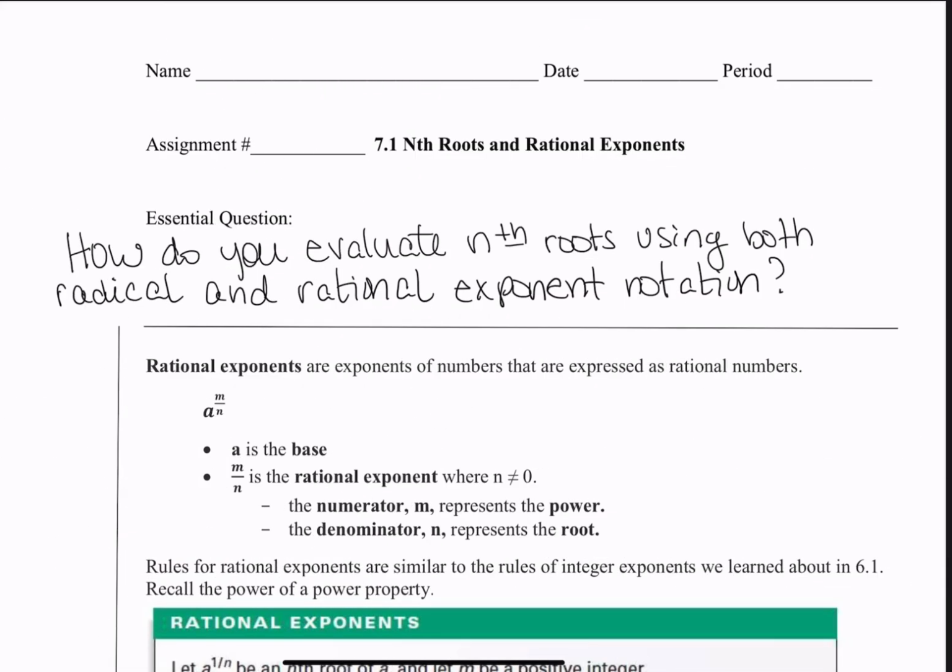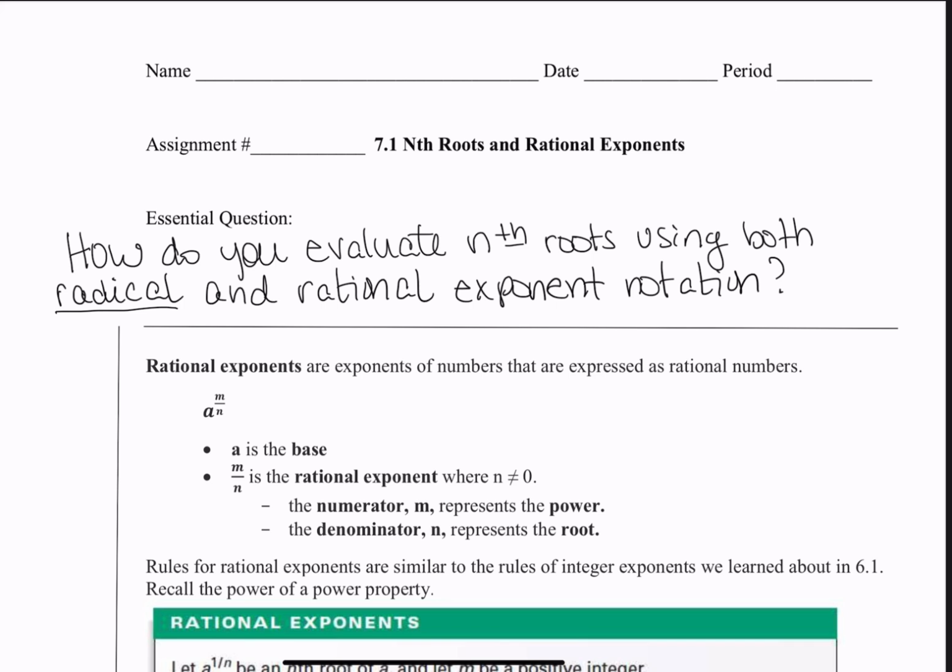7.1, nth roots and rational exponents. Your essential question: how do you evaluate nth roots using both radical and rational exponent notation? You are very familiar with radical notation. For example, taking the square root of something. You know the square root sign.